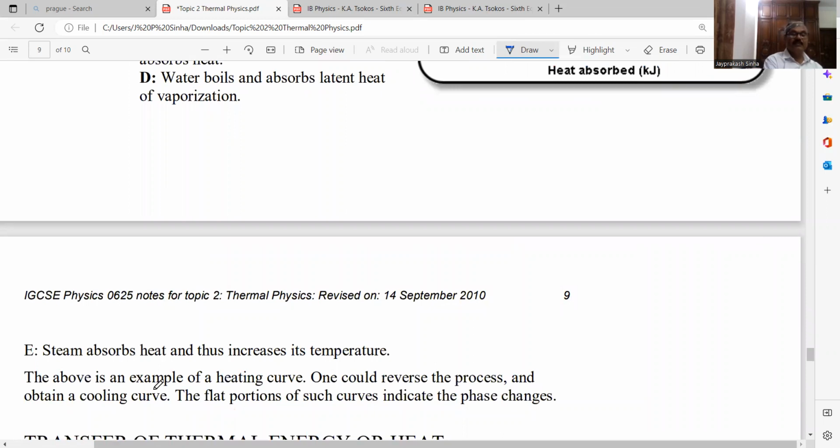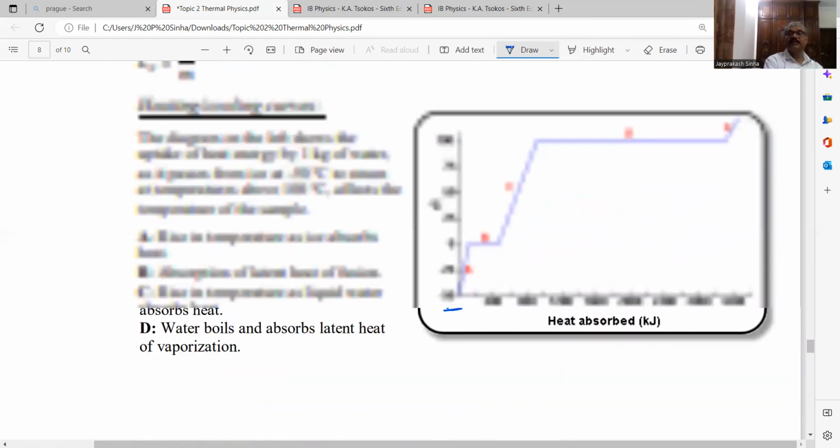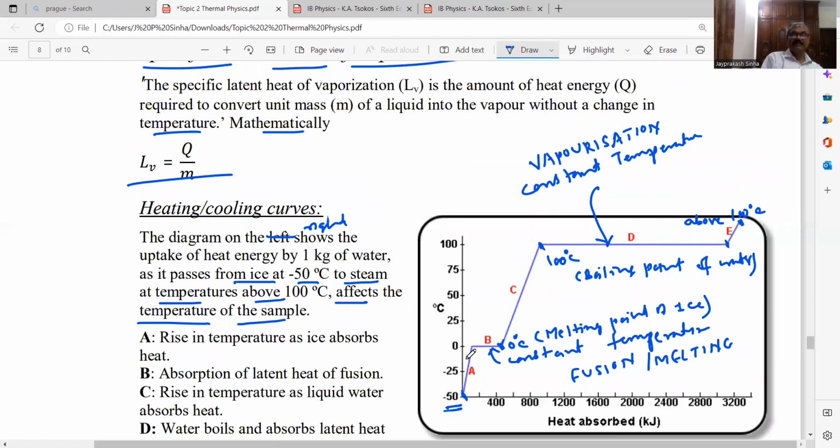See, the above is an example of a heating curve. This is called the heating curve of water. One could reverse the process and obtain a cooling curve. When you are going in this direction, this is called the heating curve. And when the direction is changed, going in the direction where temperature is decreasing, that is called the cooling curve, nothing else. Just the reverse of that is called the cooling curve.